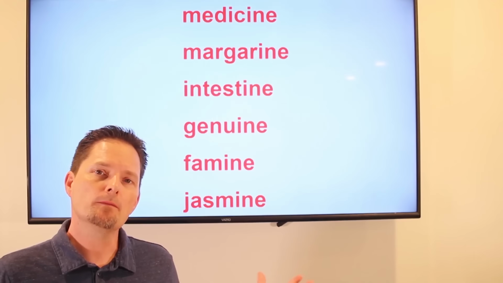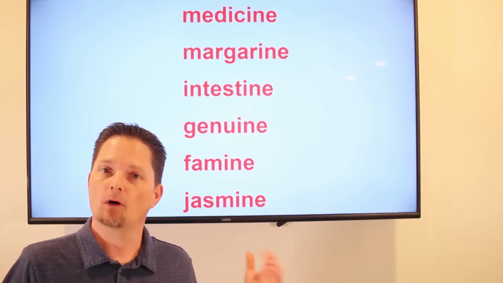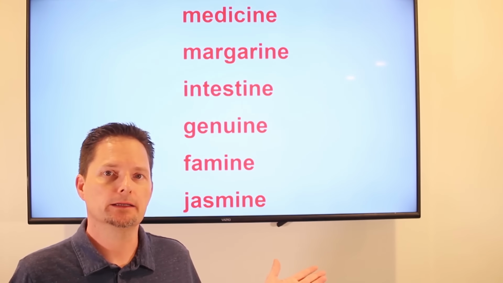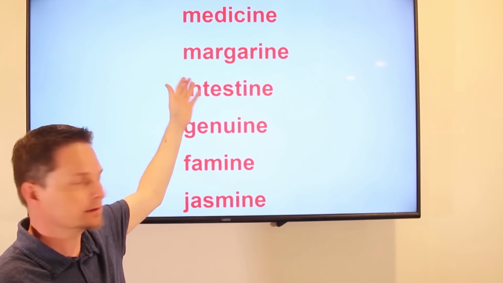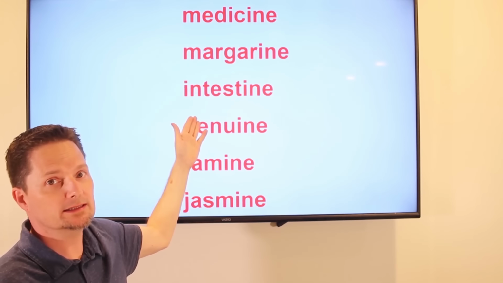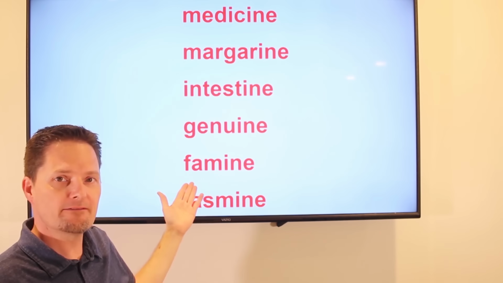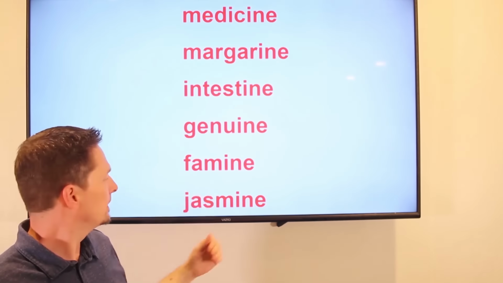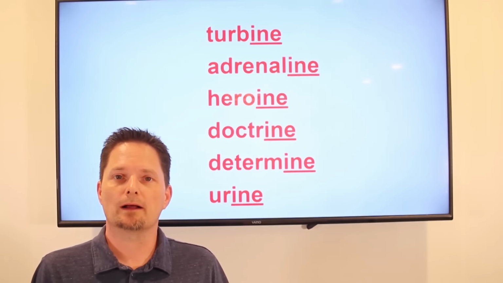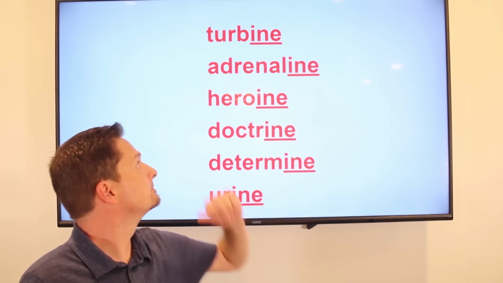Very good. So remember these special words ending with ine. We pronounce them all the same, in. Remember, medicine, margarine, intestine or intestines, more than one, genuine, famine. Remember, it's countable, a famine, and jasmine. So all of these words are pronounced with the in sound for the ine.